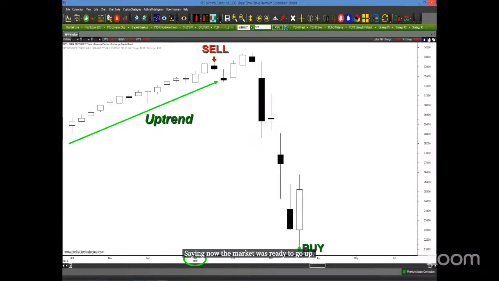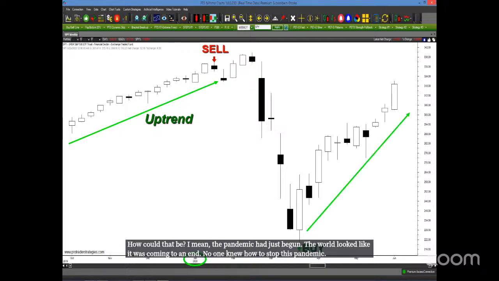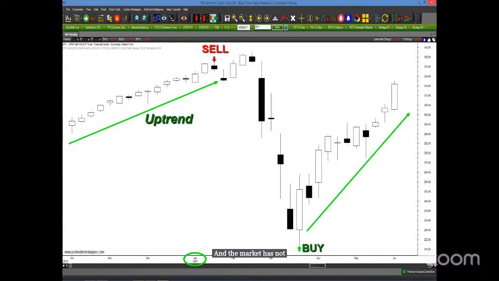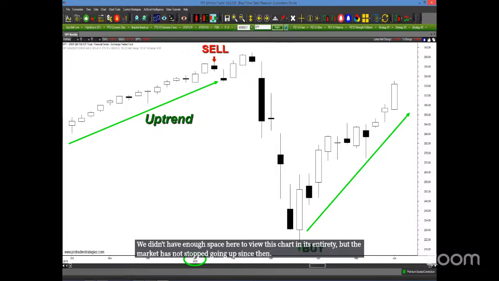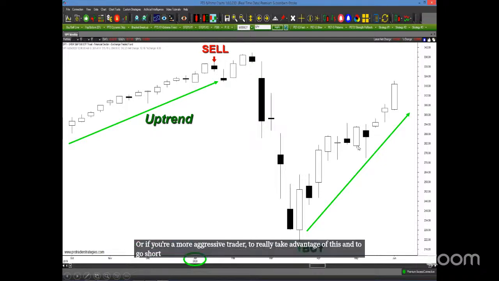How could that be? I mean, the pandemic had just begun. The world looked like it was coming to an end. No one knew how to stop this pandemic. And the market has not stopped going up. I didn't have enough space here to view this chart in its entirety, but the market has not stopped going up since then. So if you're not convinced, look how this could have helped you either avoid a tremendous loss 5 years ago when the pandemic sell-off hit, or if you're a more aggressive trader, to really take advantage of this and to go short, cover your short, and to go back long again.